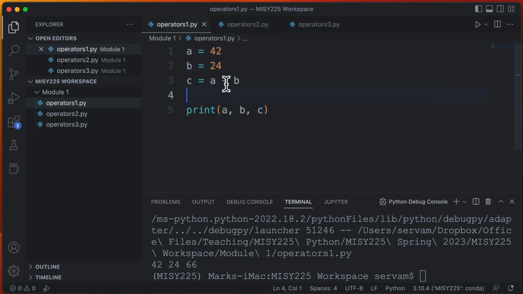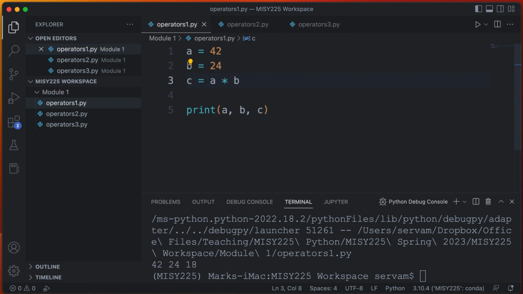So if I change the plus symbol here to a minus and then ran it, you would expect to see the difference between 42 and 24. You'll see again the results 42 and 24 are printed and the difference 18 is displayed.